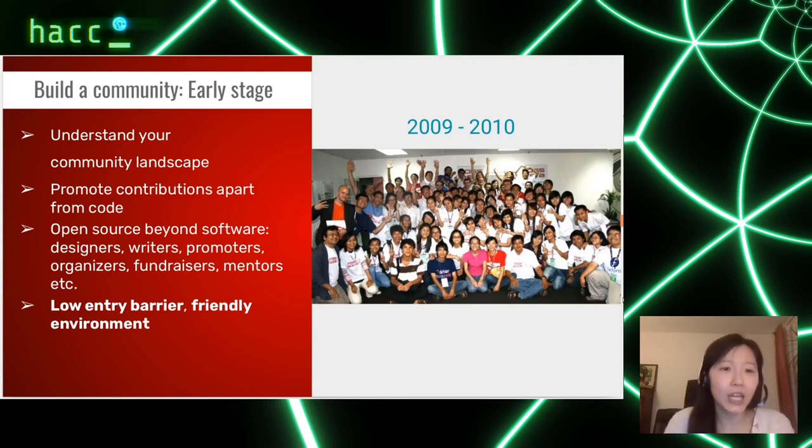For instance, doing design, writing articles, promoting a project, organizing events, doing fundraising, and many more. And we realized that promoting contribution, apart from technical contribution, can help widen the pool and attract new joiners. One thing is still valid until today: try to keep the entry barrier low.